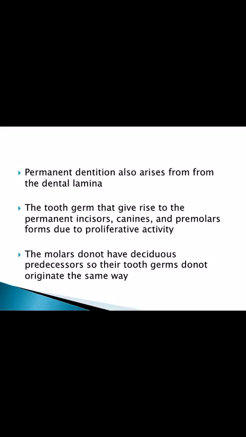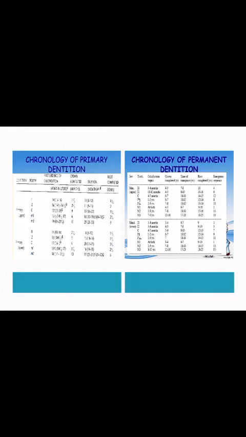Permanent dentition also arises from the dental lamina. The tooth germs that give rise to the permanent incisors, canines and premolars form due to proliferative activity. The molars do not have deciduous predecessors, so their tooth germs do not originate the same way.